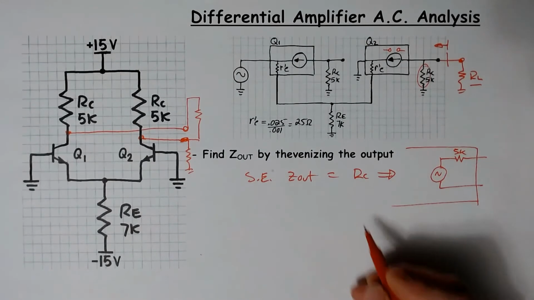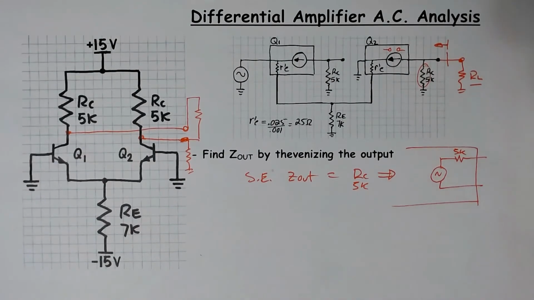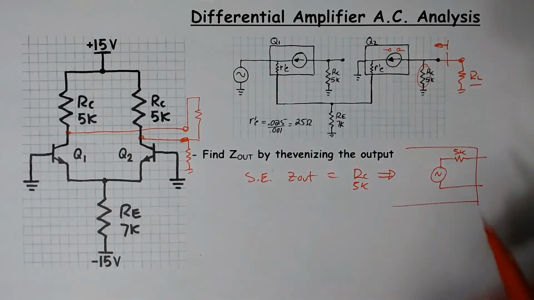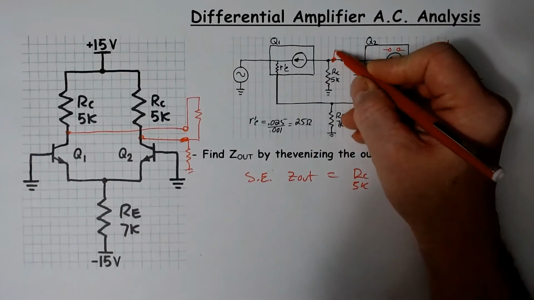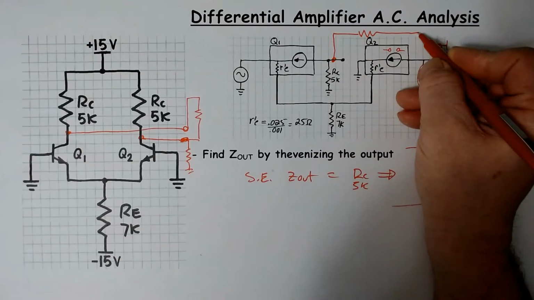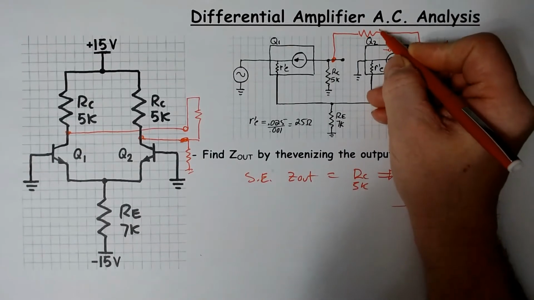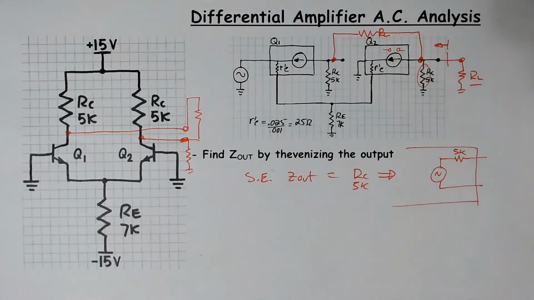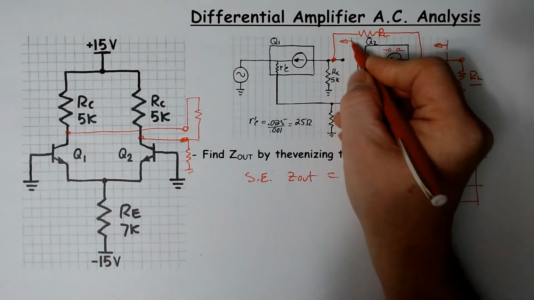So Z out equals RC, which is 5K. Now, if you attach a load to both outputs, if you use a double-ended output, then what you have essentially is the load attached. There's the load resistor. You have the load attached between the two outputs. And you need to Thevenize in both directions on the load resistor and figure out how much impedance it's connected to on both sides. So you would look in this direction.